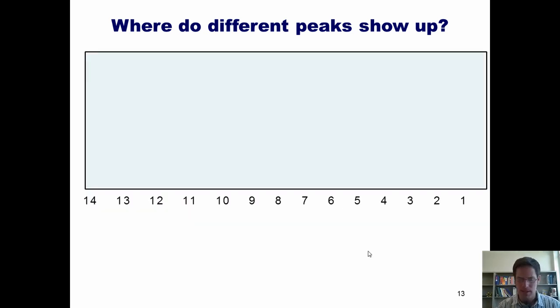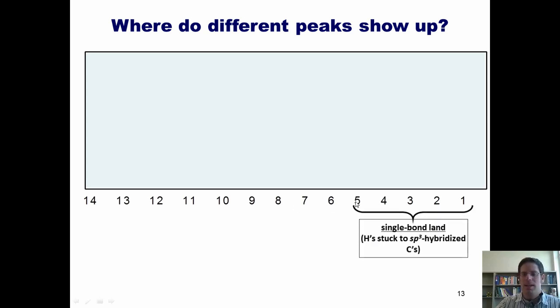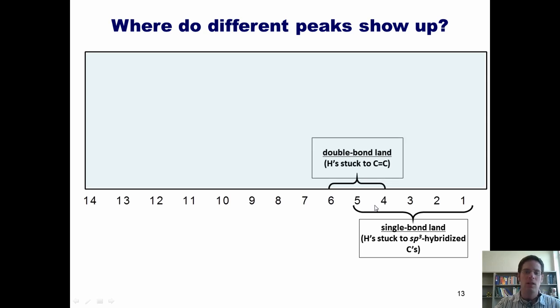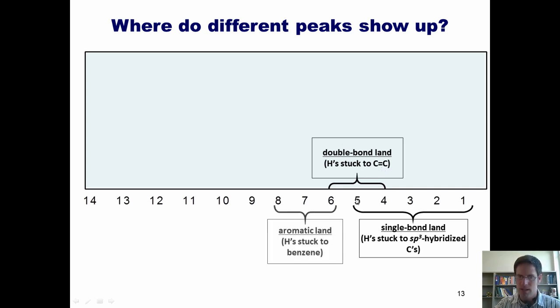Now let's see if I can describe that same thing in picture form. Once again, as I mentioned before, hydrogens that are stuck to sp3 hybridized carbons, generally speaking, will appear between 1 and 5 ppm. I personally like to call this single bond land, because we're talking about carbons that have all single bonds around them. The hydrogens stuck to those carbons appear, generally speaking, in this area. 4 to 6 is what I call double bond land, hydrogens that are stuck to carbons that are double bonded to other carbons. 6 to 8 are hydrogens that are stuck to benzene, or it could be other aromatic compounds. I call this aromatic land.